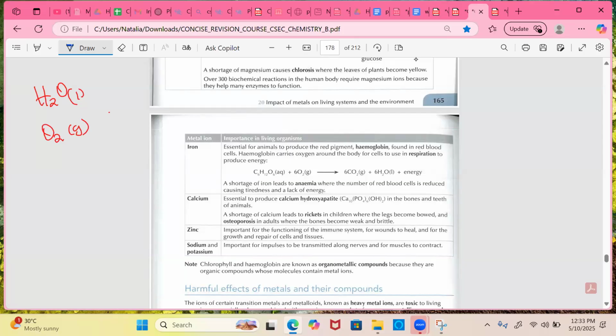Sodium and potassium are important for impulses to transmit along nerves and muscle. So sodium and potassium are needed to transmit nerve impulses, and they're also needed to help the muscle contract.